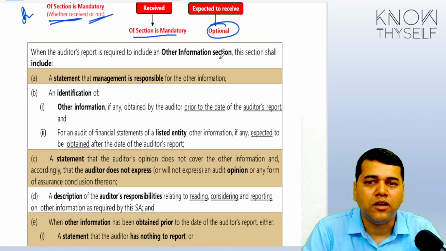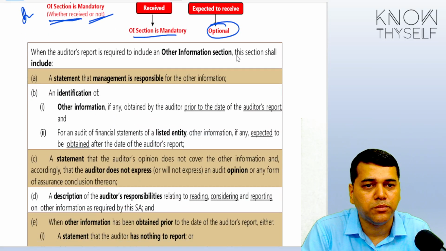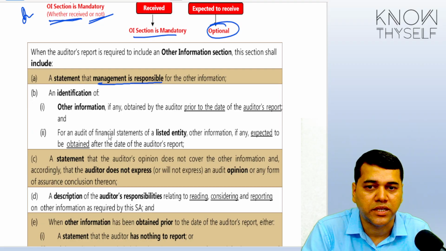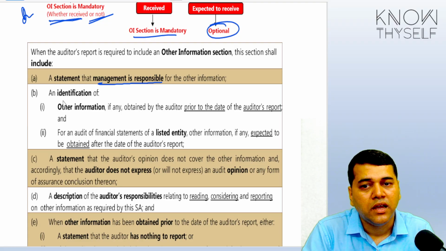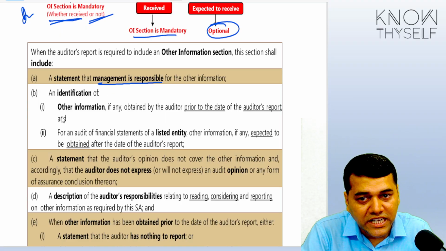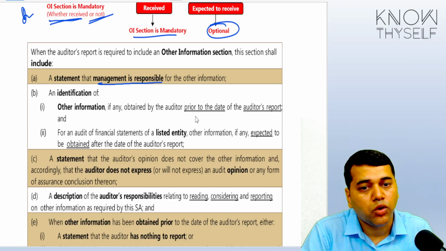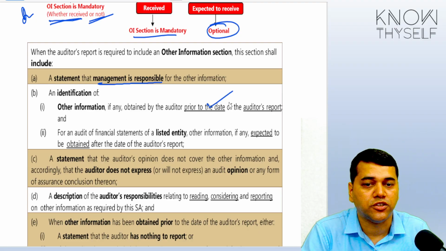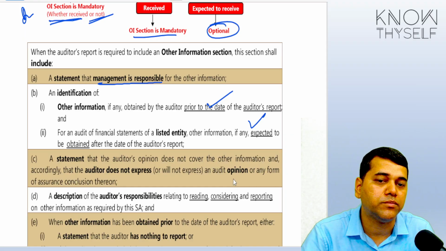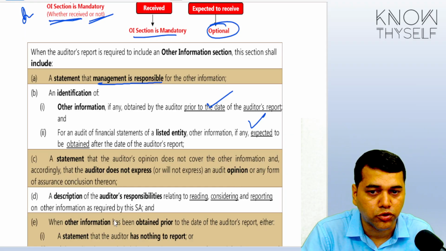Now, what should you tell in the other information section? First, you have to state the statement of management responsibility, what they are responsible for. They are responsible for the disclosure in the annual reports and all. Then you need to identify the other information you have obtained prior to the date of the auditor's report. And for an audit of a listed entity, you should also write what you are expected to receive from the management. That is what you need to quote.